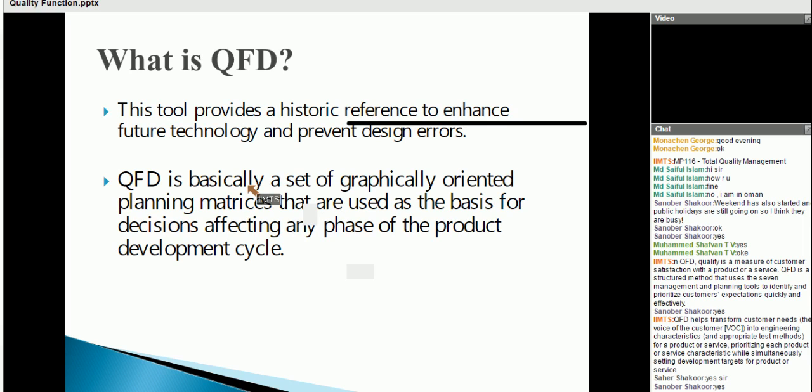This tool provides a historic reference to enhance future technology and prevent design errors. So we can also enhance the future technology and prevent making errors while designing a new product with the help of QFD. QFD is basically a set of graphically oriented planning matrices that are used as the basis for decisions affecting any phase of the product development cycle. So in this, as I was mentioning, we will use the graphs and the matrix, which we will see later on.